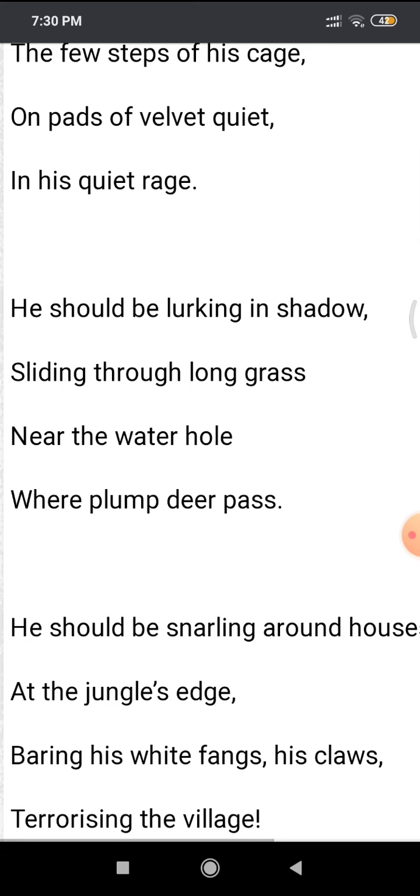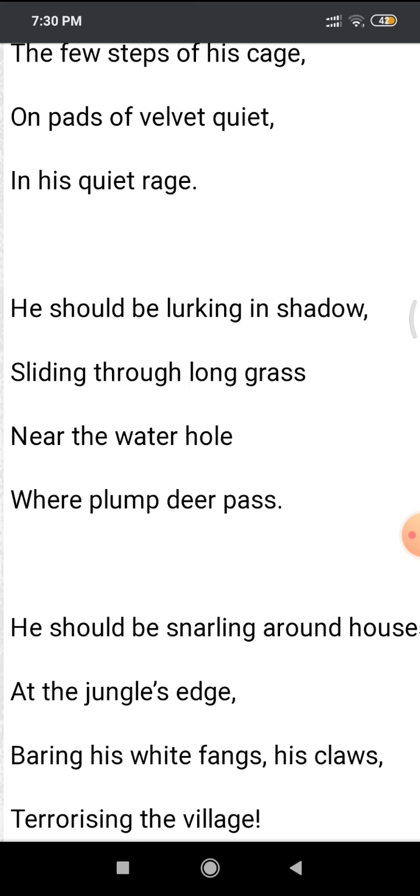He should be lurking in shadow, sliding through long grass near the water hole where plump deer pass. In this stanza, the poet has expressed the contrasting life of the tiger when he is in his natural habitat. He says that the poor tiger should have been in his natural habitat, that is, the jungle, hunting and resting and enjoying his life. Then the life would have been totally different. He should be lurking in shadow. Lurking means he would be hiding in the shadows of the bushes or of the trees.